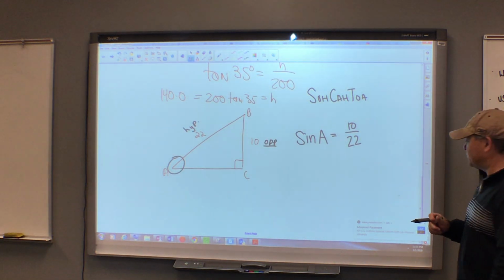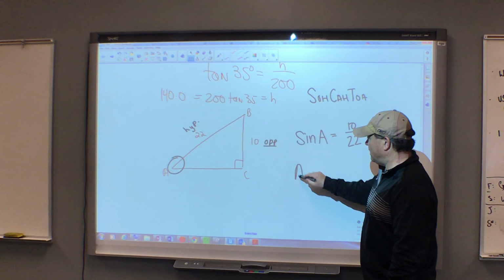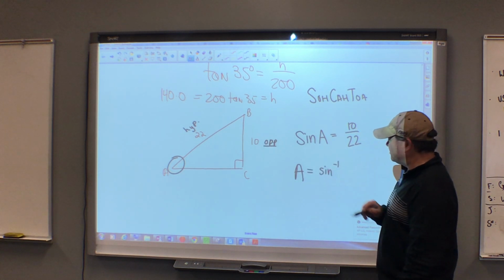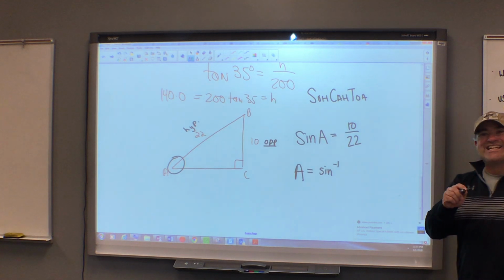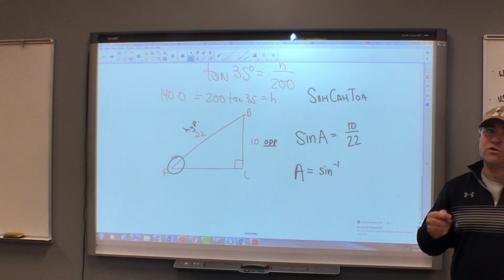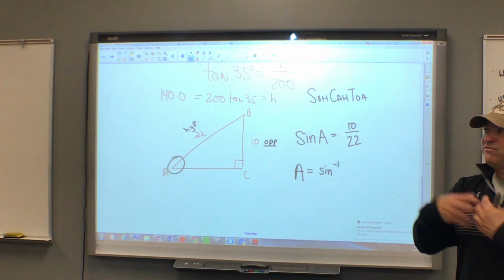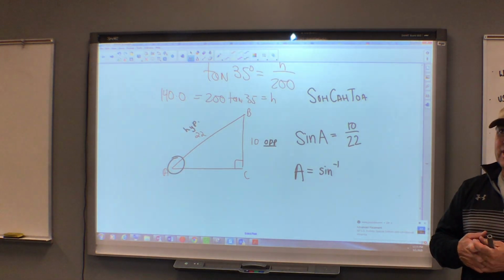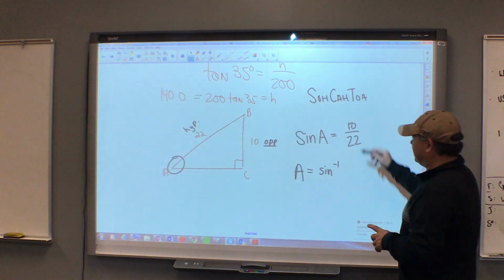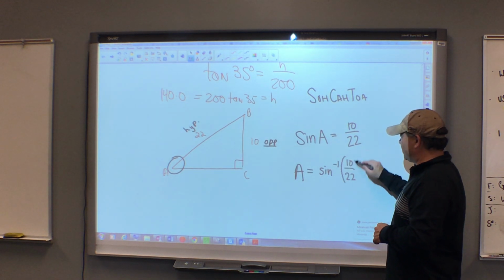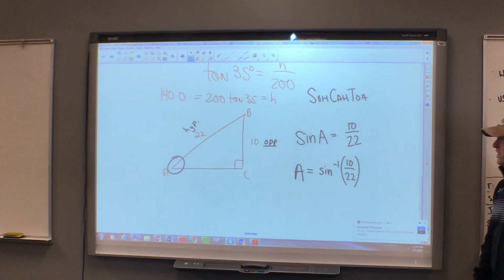Now here's how this works. This means that angle A is going to be the sine, and you're going to see a little -1. That references the inverse. The inverse is always going to say, hey, I knew the side lengths, provide for me the angle. So now I know the side lengths, 10 and 22. I'm going to do the sine inverse of 10 over 22.